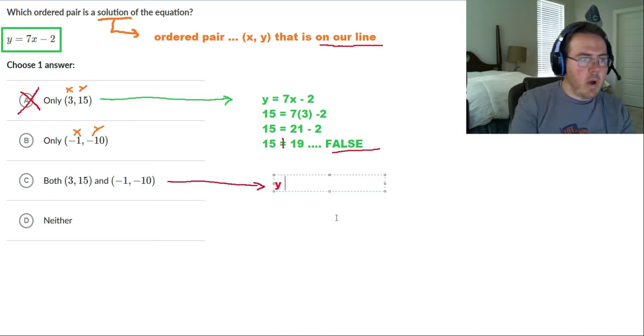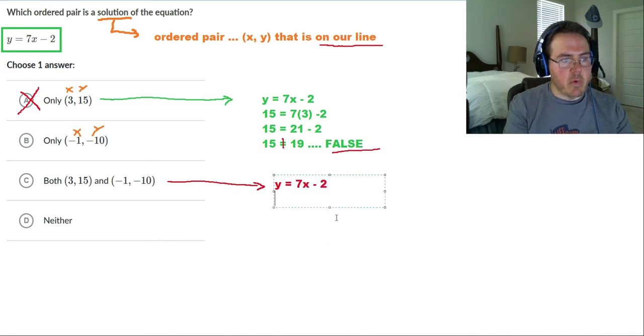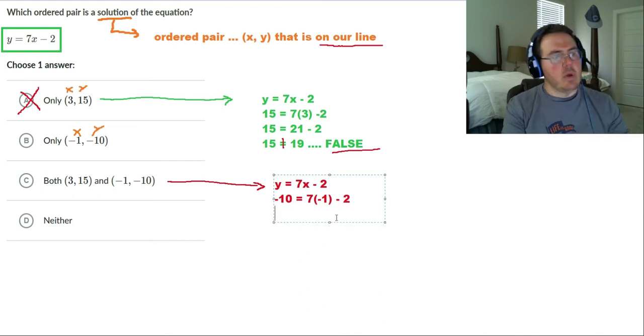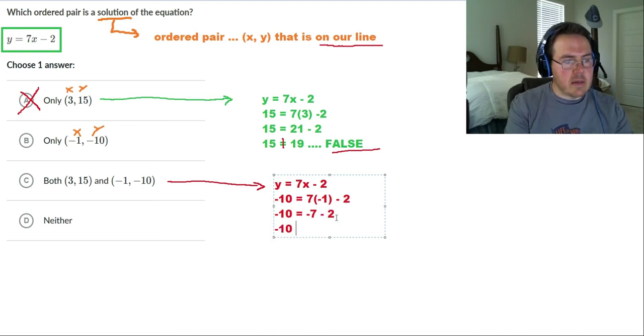So we're going to start with y equals 7x minus 2, like we did before. And this time, our y is -10, so -10 equals 7 times -1 for our x value, minus 2. So -10 equals, now 7 times -1 is -7, minus 2. That hasn't changed, so -10 equals, so -7 minus 2 is -9.